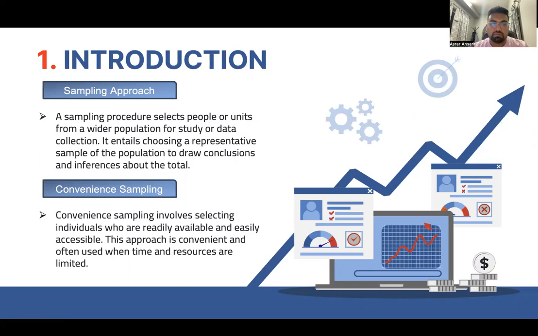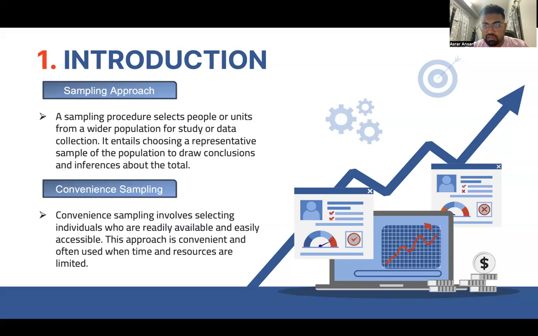In this method, I have chosen convenience sampling because of the product I have chosen. Why have I chosen convenience sampling, and what is convenience sampling? Convenience sampling involves selecting individuals who are readily available and easily accessible. So this approach is quick, and it selects participants based on their convenience, proximity, or availability.